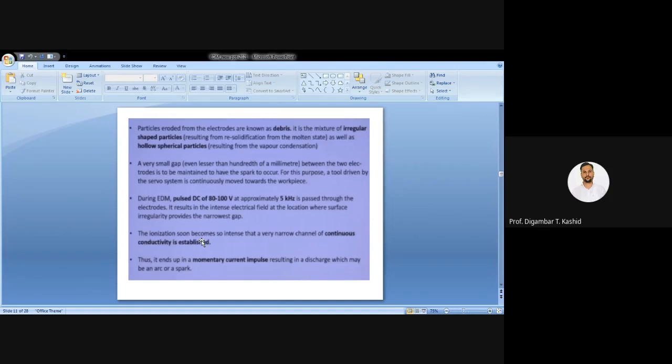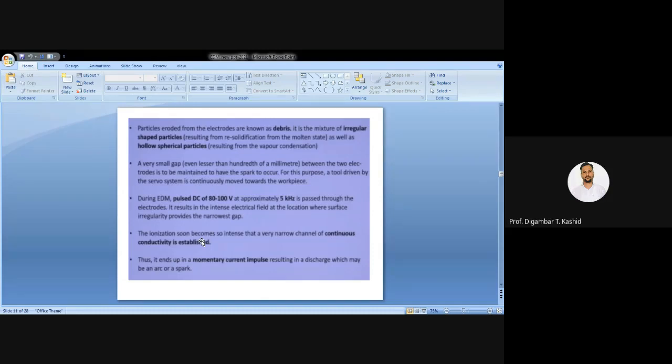So that pulsed DC is passed through your electrode, and it results in an intense electric field at a localized location where the surface irregularity provides the minimum or narrowest gap. So the resistance will be less wherever the minimum gap is there, and where the nearest gap is there, that is where the craters occur.